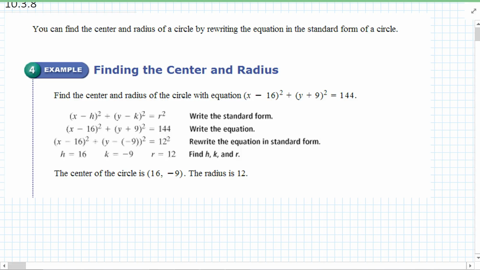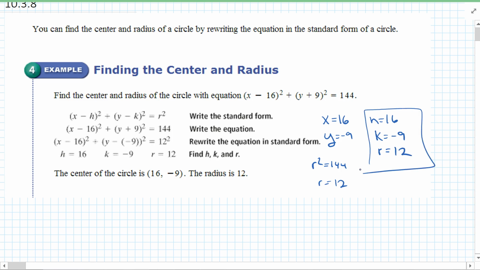Okay. Find the center and the radius of a circle with the equation x minus 16 squared plus y plus 9 squared equals 144. Well, the x value would be 16. So my h value is 16. And the next one, my y value is going to be -9, so my k value is going to be -9. And then it equals 144, so r squared equals 144. So r equals 12. Easy enough. We were able to easily find h, k, and r.